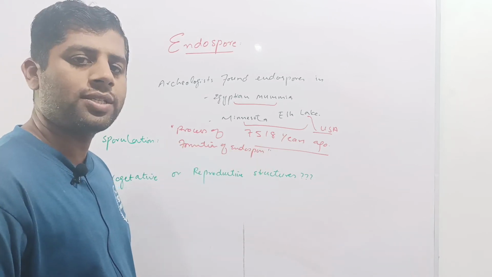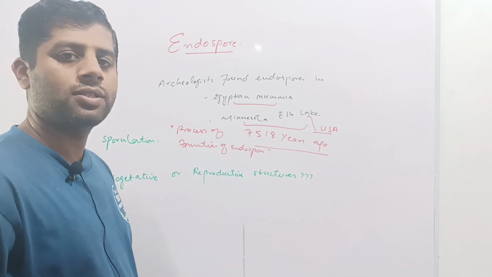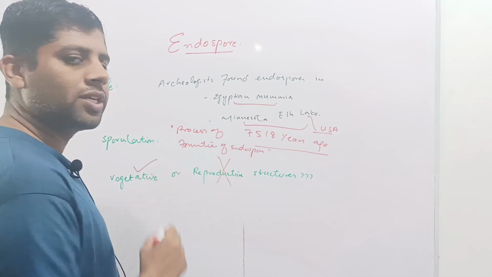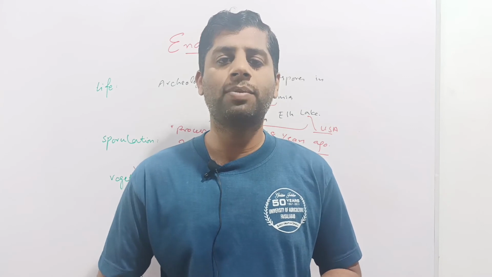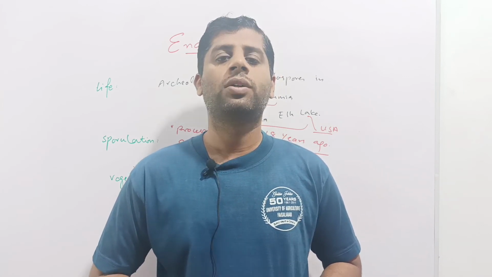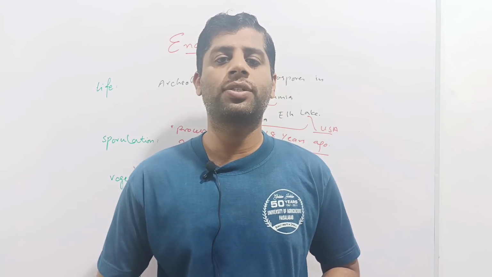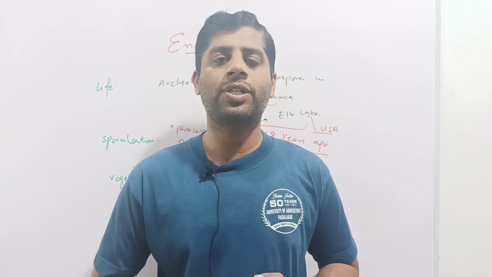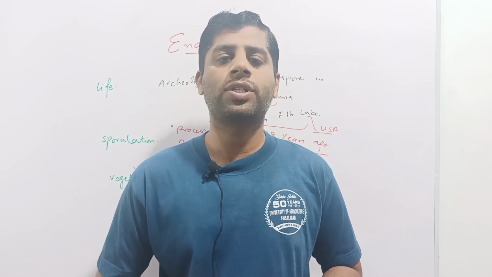Now the question arises here whether these endospores are vegetative or reproductive structures. So it should be kept in mind that these are not reproductive structures, rather these are vegetative structures, because an endospore gives rise to a single vegetative cell or the single bacterium. The number of bacterial cells or the vegetative cells does not increase. Therefore these endospores are termed as vegetative structures, not reproductive structures. Or we can say the single endospore gives rise to a single bacterium or single vegetative cell, so there is no increase in number of cells. Therefore we termed it as vegetative structures.